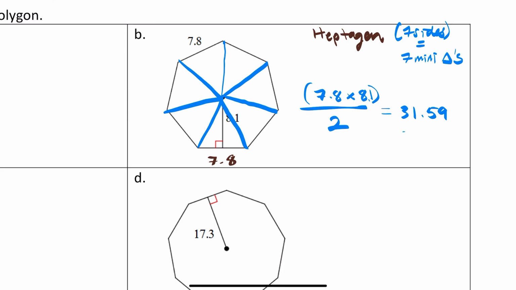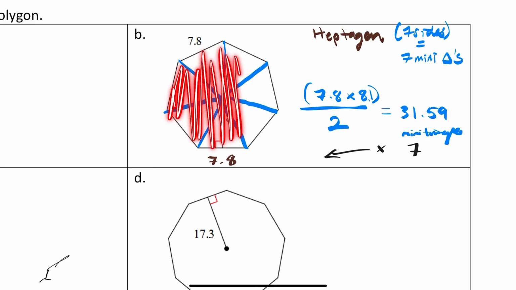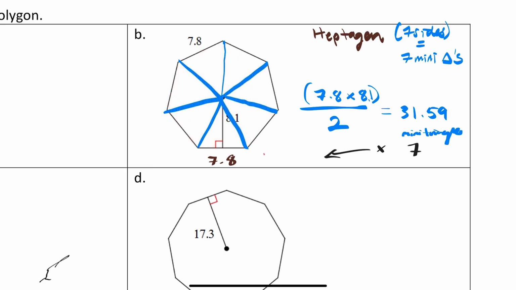And then remember, this is just the value of the mini triangle, and I still have 7 mini triangles total. So now I can take this value and multiply it by those 7 triangles. I'll probably just write my answer around here. So I'm going to take 31.59 times 7, and I'll round this also to the hundredths, and my total area of this entire heptagon is going to be 221.13. All right, so I hope that's helpful.